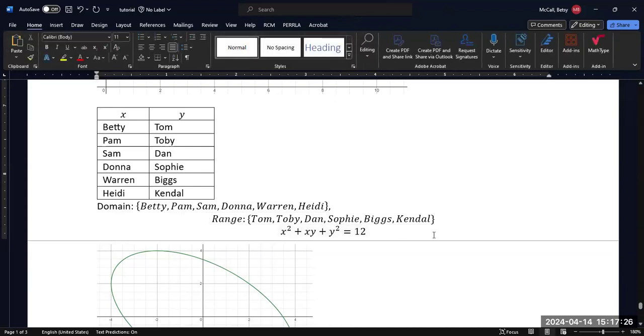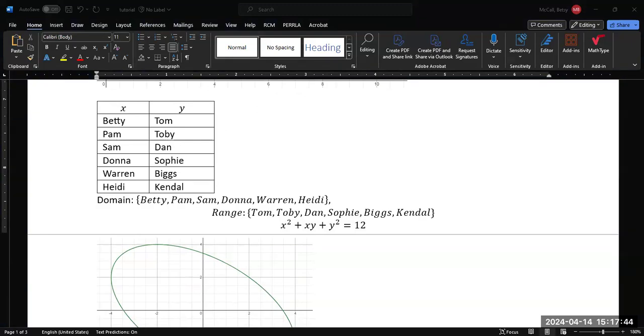Now, for more complicated functions or relations, where you have, say, a graph, for instance, or you have an equation, if you can solve it in terms of y, that's great. But if you can't solve it in terms of y, you may also just be able to graph it.